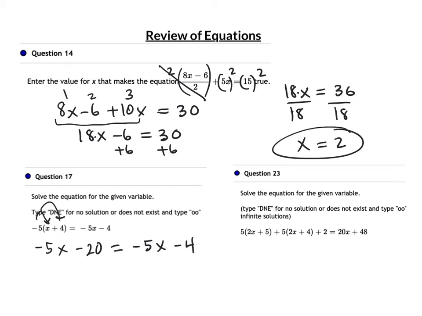And notice how the variable part is exactly the same. So this and this are the same number, but they have different things added to them. You can't take the same number and add different things and make them equal. It's not going to happen. Those are not equal. This is a no solution.